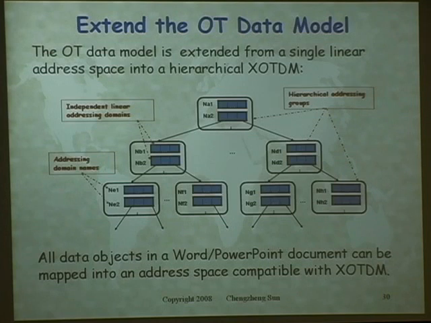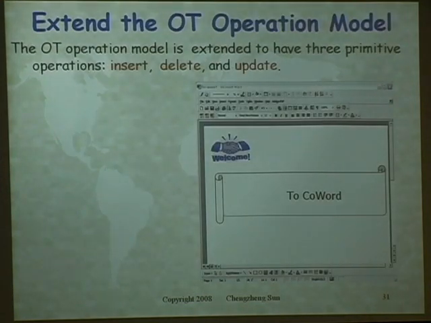This is one part of the adaptation we call a data adaptation. Another part is the operational adaptation, because the commercial application has comprehensive, sophisticated, high-level user accessible functions, which are far more complex than insert and delete, two operations. And in the original OT model, there's no update operation. So our first extension is to add one generic primitive operation, update, into the core OT technique.